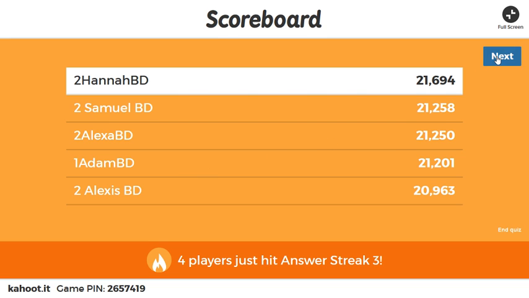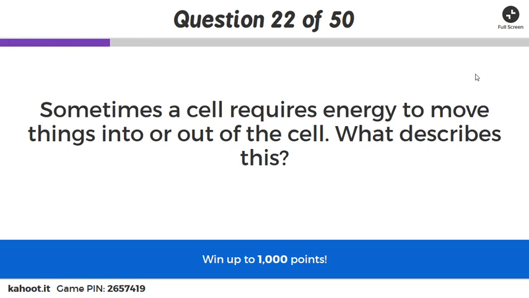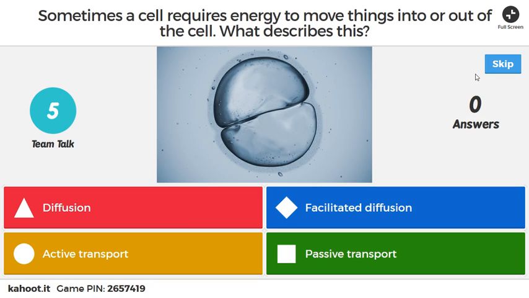So let's move along. So sometimes a cell requires energy to move things into or out of the cell. What describes this? The key word here being energy.